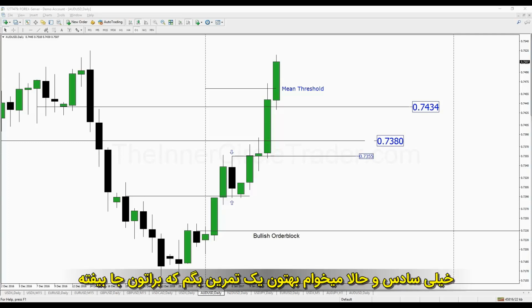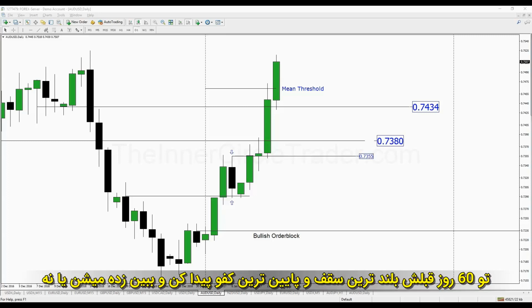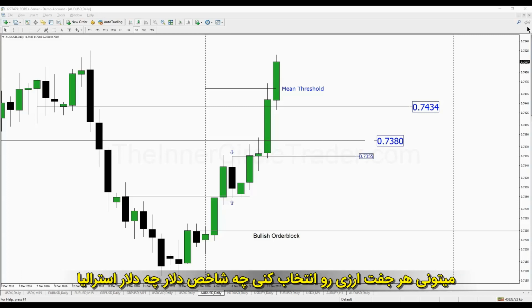And here's another study to make it easy for you. Just go back 60 days from every month beginning. It was an exercise. Every single month, a calendar month, put a vertical line on at every new month. Go back 60 days, find the highest high and the lowest low, and you see if they don't wipe that out. You can take any pair. It could be the dollar index. Look at the Australian dollar.